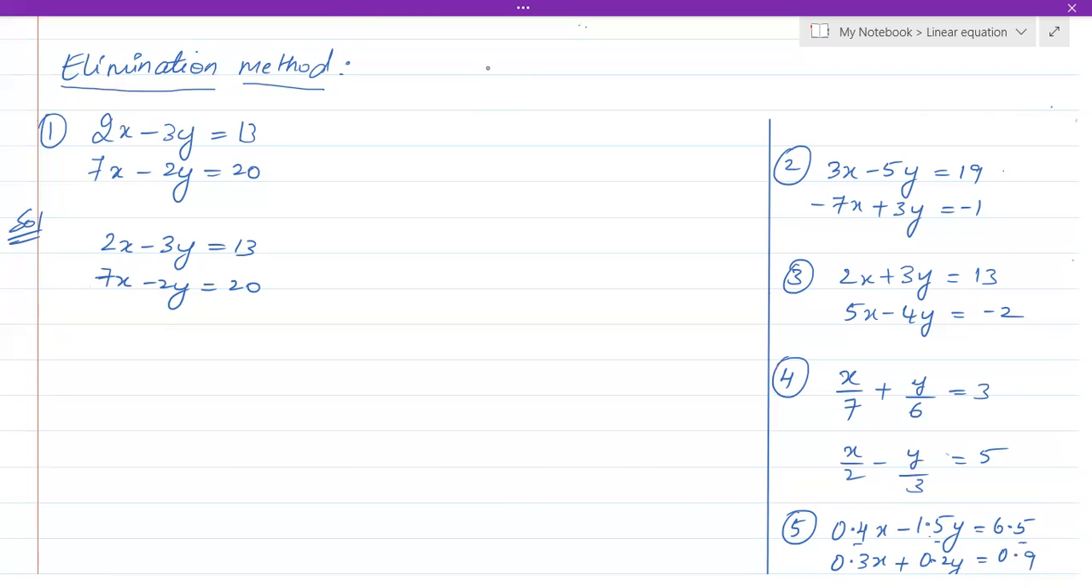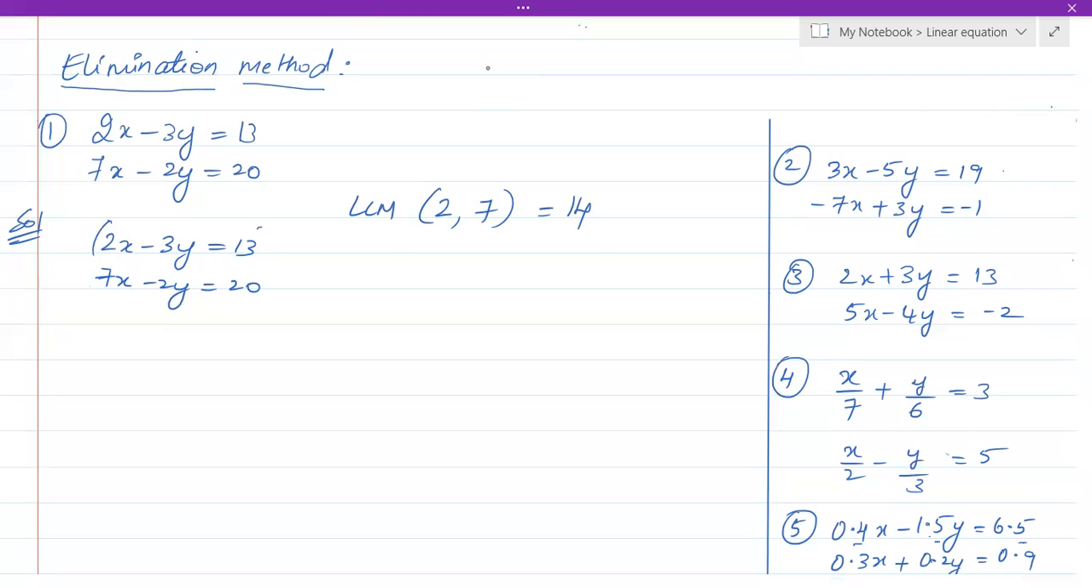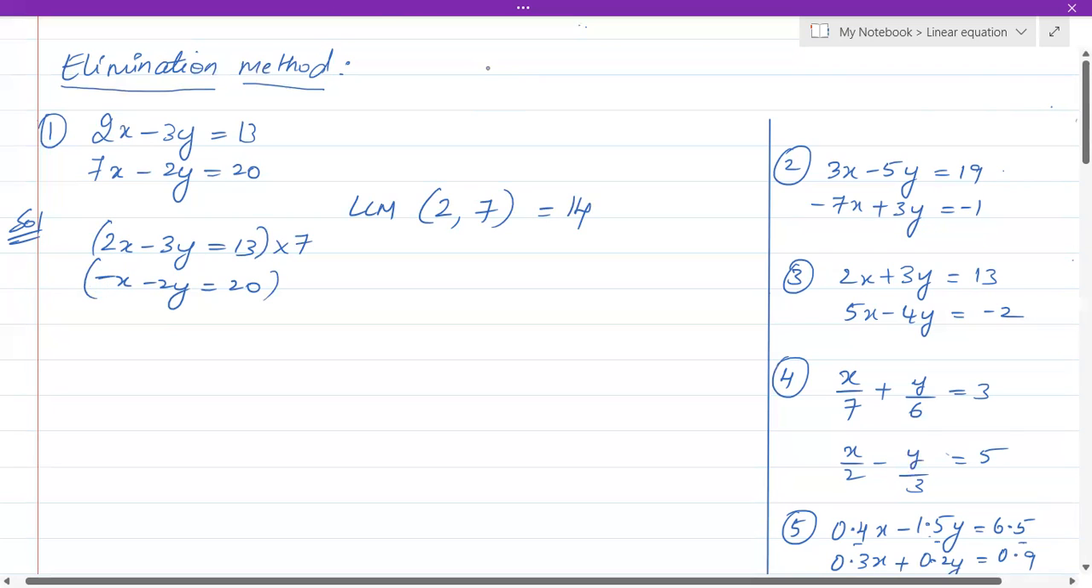So here the coefficients are 2 and 7. They are not the same, so we'll make them the same using the LCM. The LCM of 2 and 7 is 14, isn't it? So this 2, we'll make it the LCM, that is 14. If this 2 has to become 14, then I have to multiply by 7. So I have to multiply everything by 7. So multiply throughout by 7. Here, this 7 has to be made 14. So 7 into 2 is 14. Therefore, let me multiply throughout by 2.